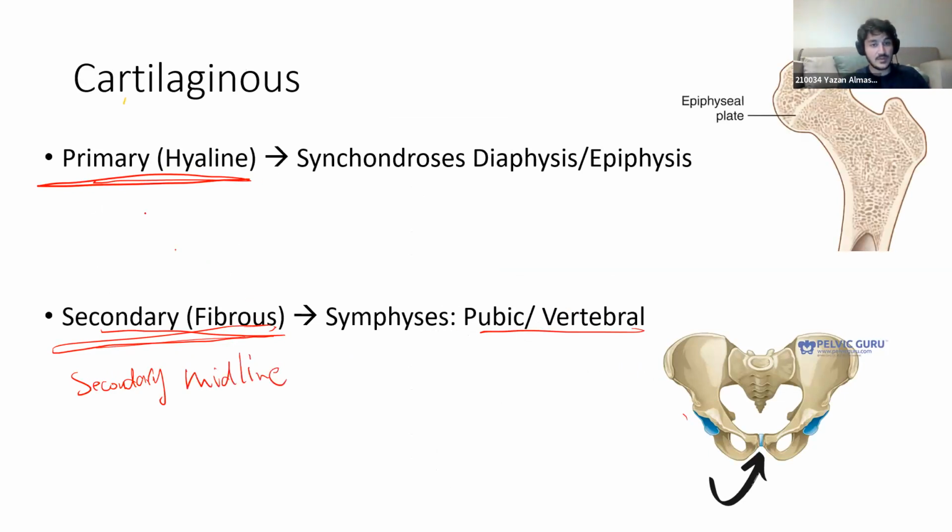And the primary is to the sides. So in the epiphysis or the diaphysis, which are in the arms and the legs, which are on the sides. That's how people easily remember it. So secondary is in the midline, with examples being the pubic symphysis, this one, or the vertebral disc. Do you guys know the disc between the vertebra? This is a type of secondary cartilaginous joint.